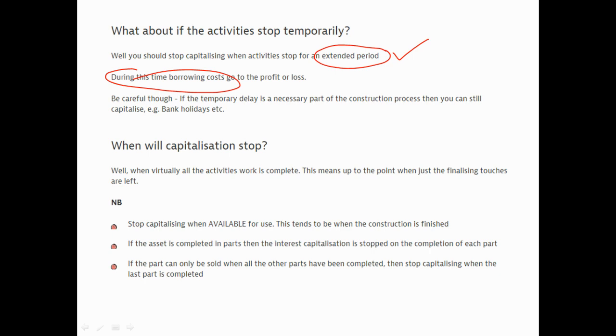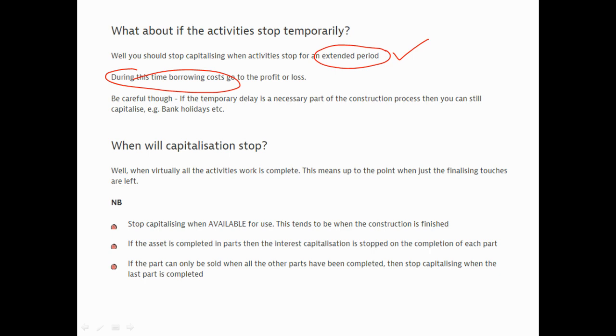You have to look closely at the scenario. We'll do some scenarios so that you can see how, as a manager, you can make the judgment to say, this one is a necessary part of the construction. This one is an interruption for an extended period of time. But the guidance in the standard says if the activity stops for an extended period, that's the guideline, that's the guidance in the standard.